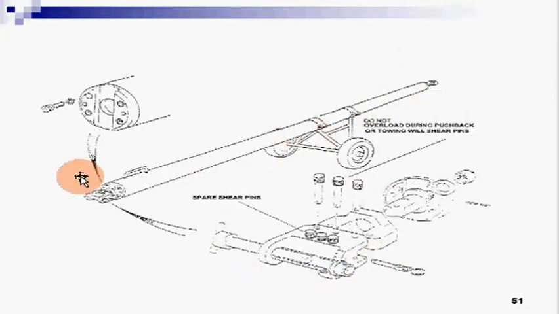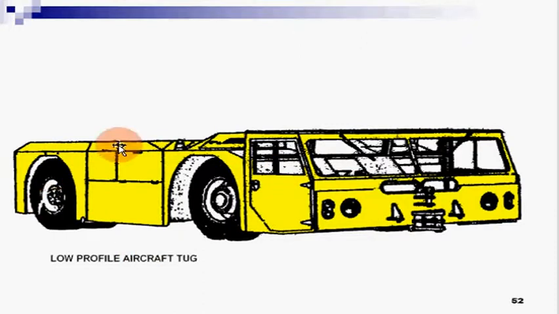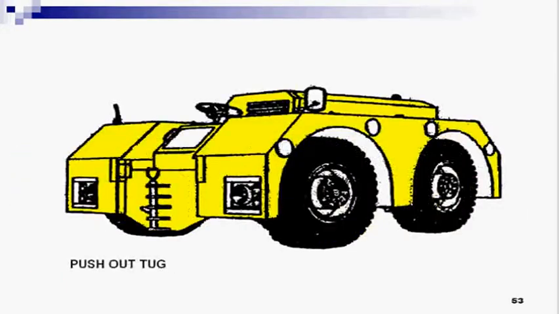This is a typical tow bar for the towing of a large aircraft. It's very strong. It has a position to hold the aircraft, and a position where a tug can be attached to this tow bar. This is a typical tug tractor, a low profile aircraft tug, meaning it's not so high. It is a typical aircraft tug which could be used by different commercial airlines.